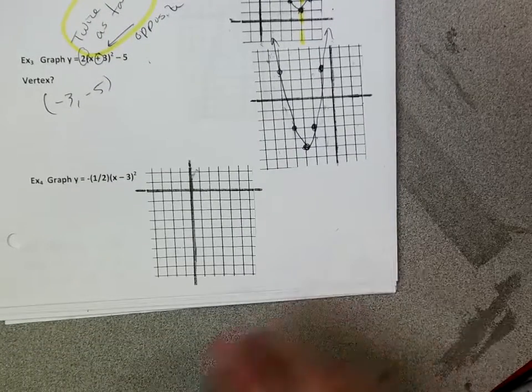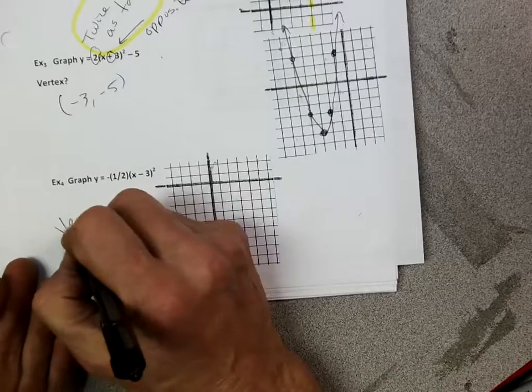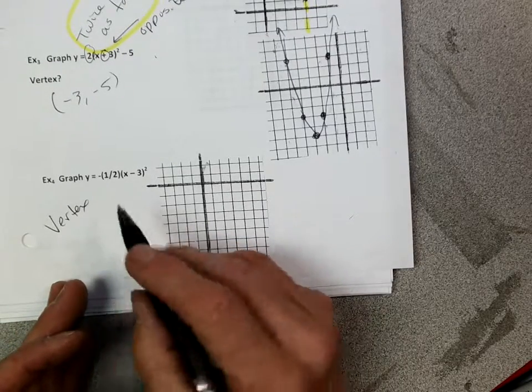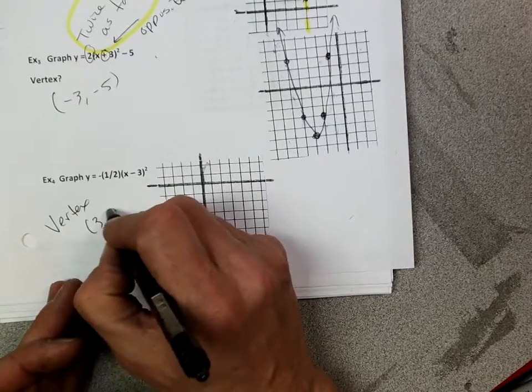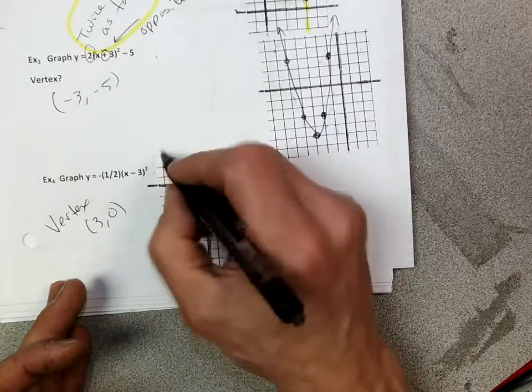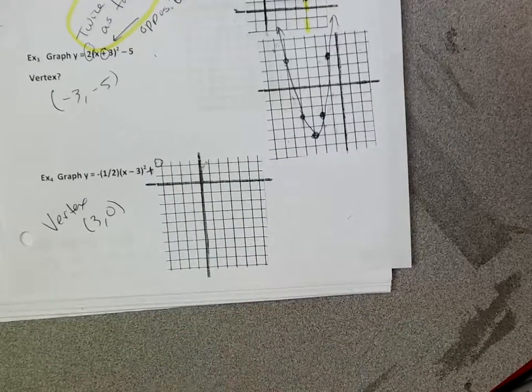Example 4. I see a couple of things going on. Josie, you just mentioned the other. So the vertex. Josie, what's the vertex at for this one? 3 and 0, (3, 0). Because there's no number here, right? There's no number, so how about a plus 0? Does that make sense? Okay.